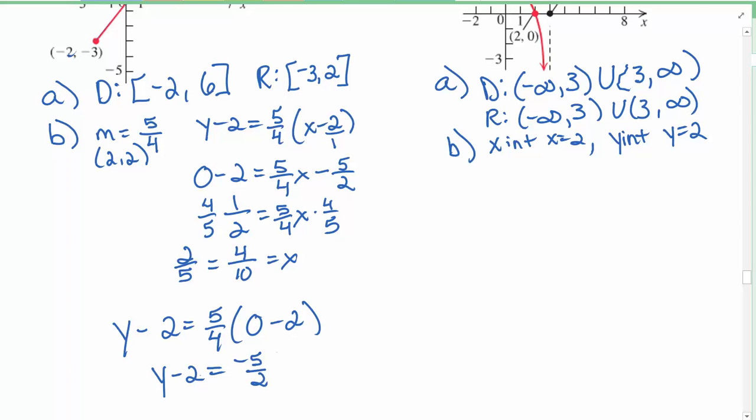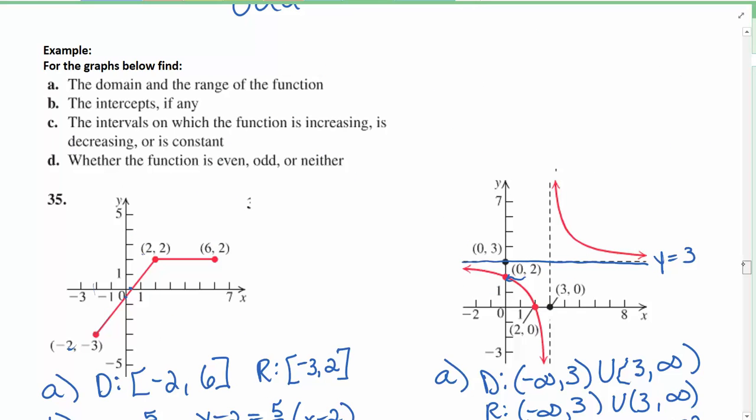Because you multiply. And then now I'll add 2 to both sides. y equals negative 5/2 plus 2. Think of 2 as 4/2, which then negative 5 plus 4 is then a negative 1/2. So your y-intercept is negative 1/2. It's crossing at negative 1/2. Okay, let's see what else we need to find.